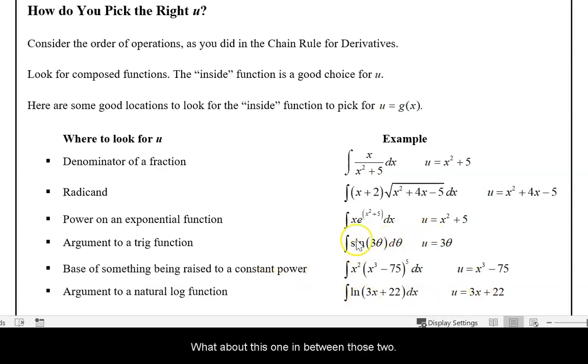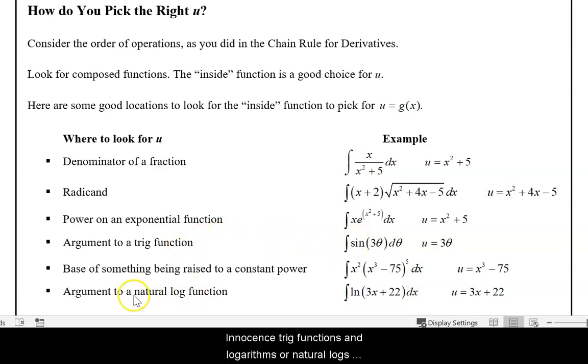What about this one in between those two? This is a trig function. In a sense, trig functions and logarithms or natural logs have similar places to find u. The best place to find u, if all you have is a natural log or a trig function, is in the argument to that trig function or natural log function.